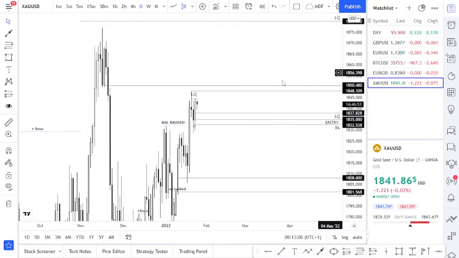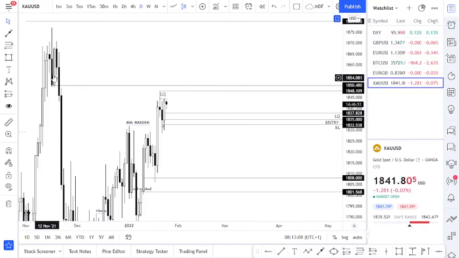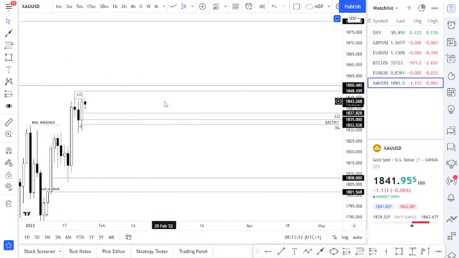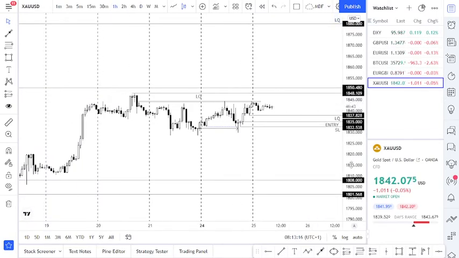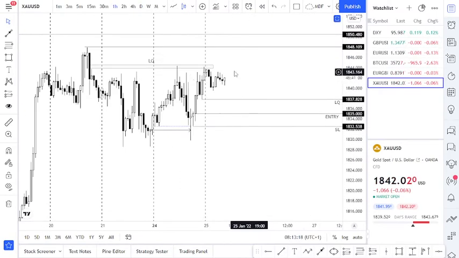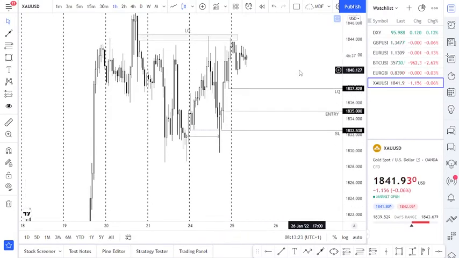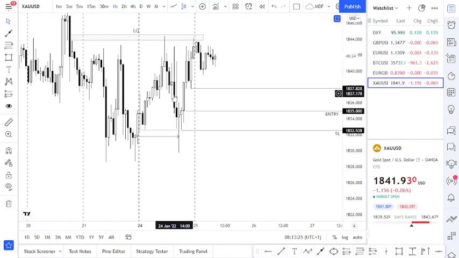I'm looking at a scenario whereby gold should trade into this region. Looking at the 1 hour time frame here, I was actually expecting gold to push lower. I wanted to see gold push lower, fill up this level here, then probably trade into this.